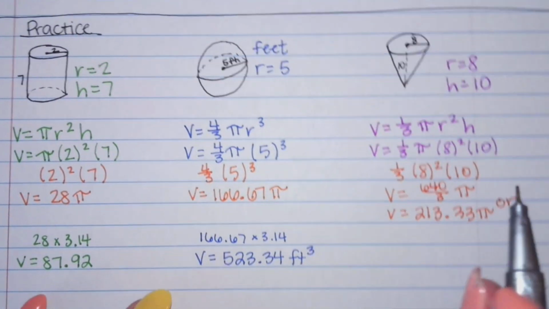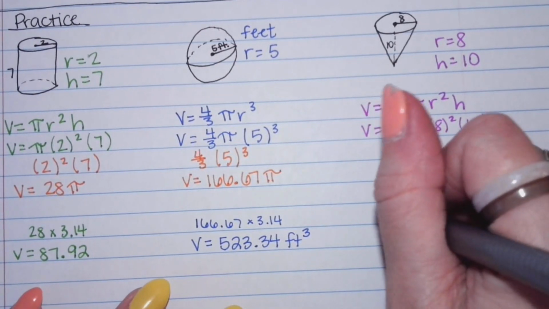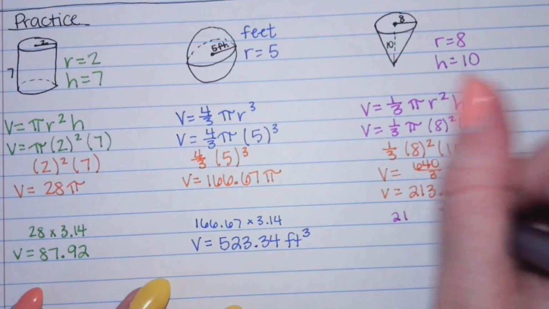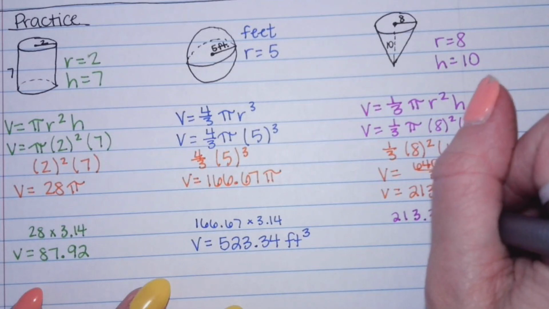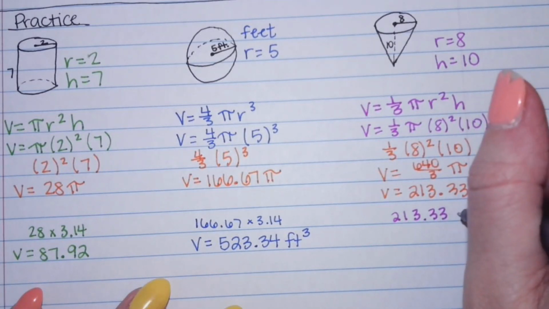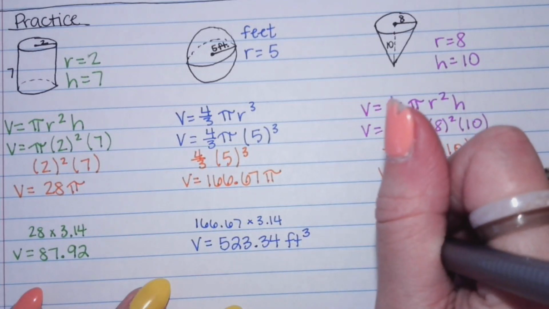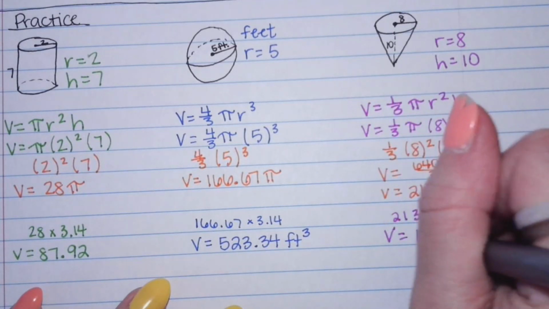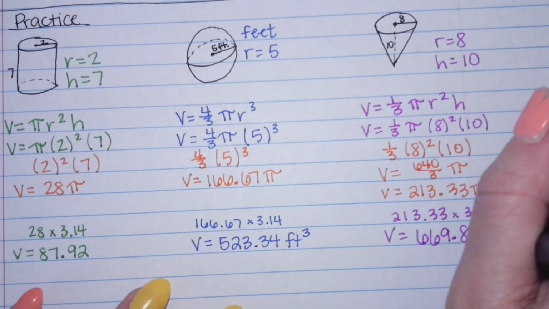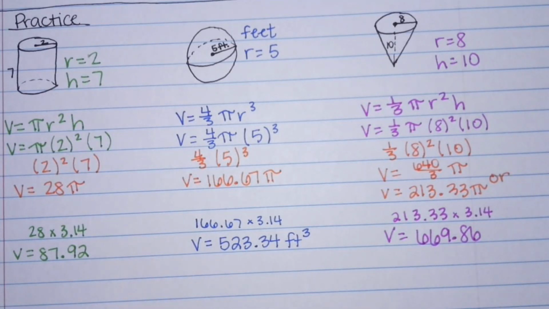And then last part is going to be if we want to substitute 3.14 for pi, we would take 213.33 and multiply it by 3.14, which would give us a total volume of 669.86. And that's it. That's volume.